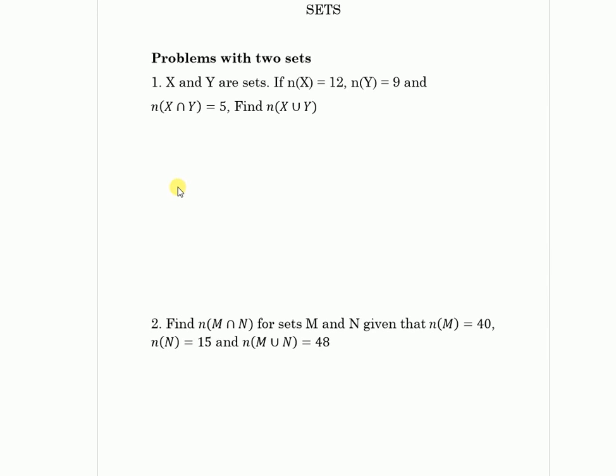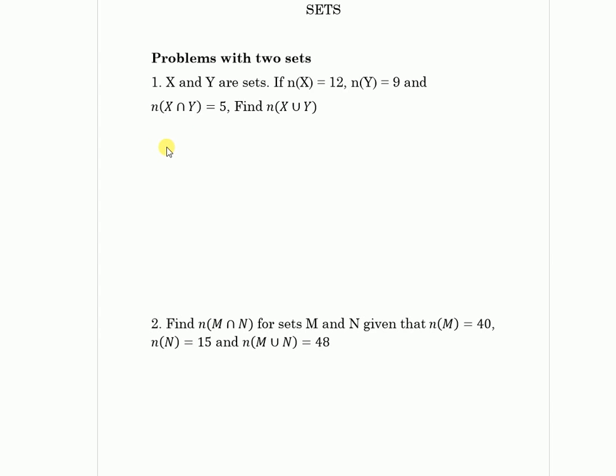This one is sets. Welcome. There are a number of concepts which are supposed to be talked about in sets, but I shall be bringing up those concepts as I move on with these problems. So I'm going to use a problem solving approach to help you grasp almost all the concepts of sets.